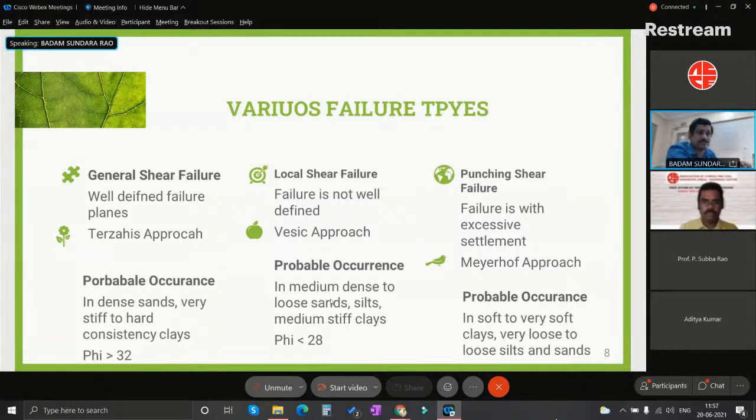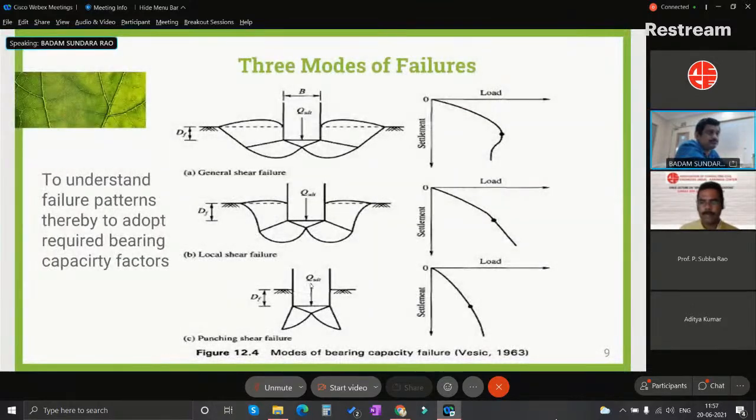Just now I explained this probability of occurrence. Regarding the angular shearing resistance, generally we think in terms of the soil design parameters. We think of the phi value. If this angular shearing resistance is more than 32, the probability will be general shear failure. Once the phi value is less than 28, it's a local shear failure. In the case of a soft layer, it is only the local shear failure that counts. The actual plots are based upon the works of Vesic in 1963.